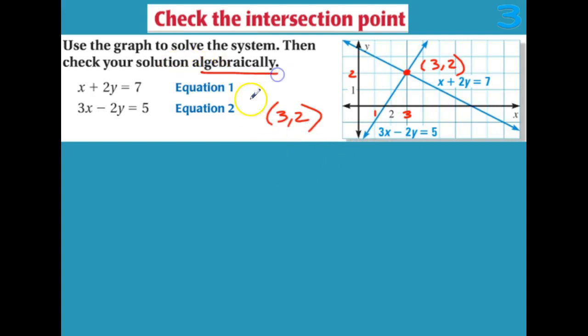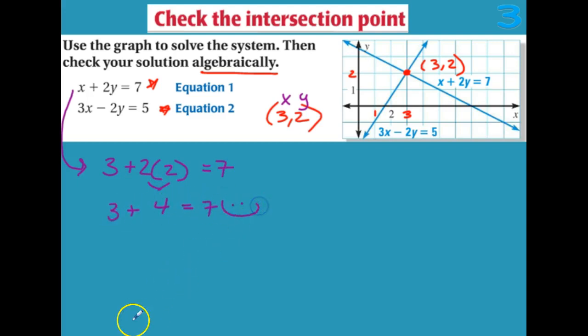They want us to check it in our equations to make sure that it works. So we're going to plug in these numbers for x and y. So in this first one, x is 3, plus 2 times y, which is 2. You need to see, does that equal 7? Well, order of operations tells me to multiply first. 3 plus 4 is 7. That one works. And then we need to test the second equation as well.